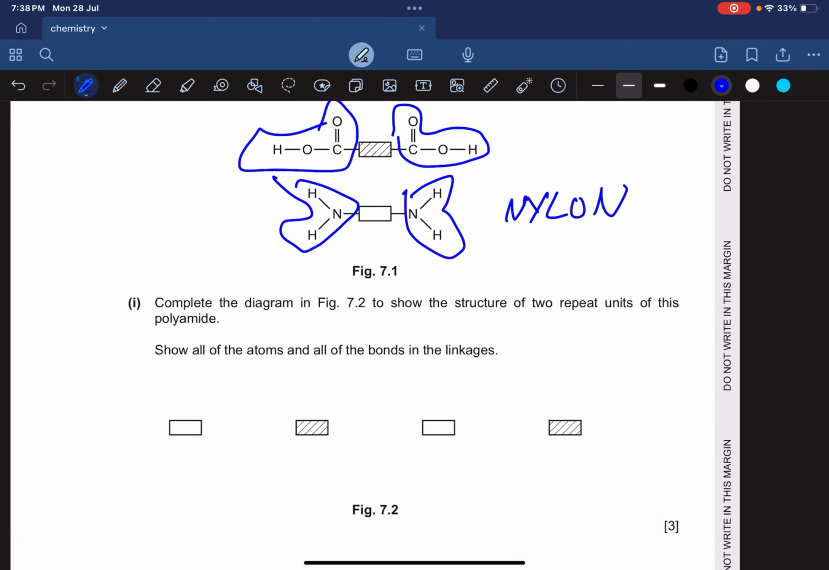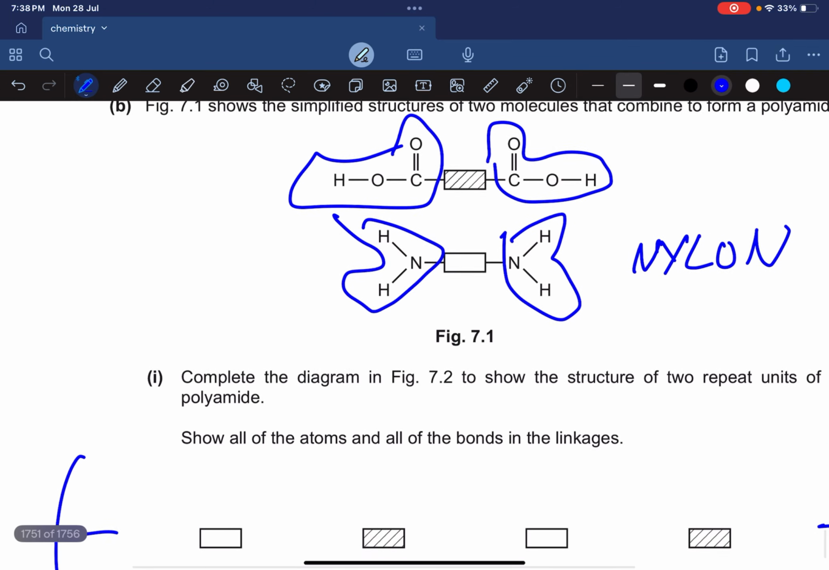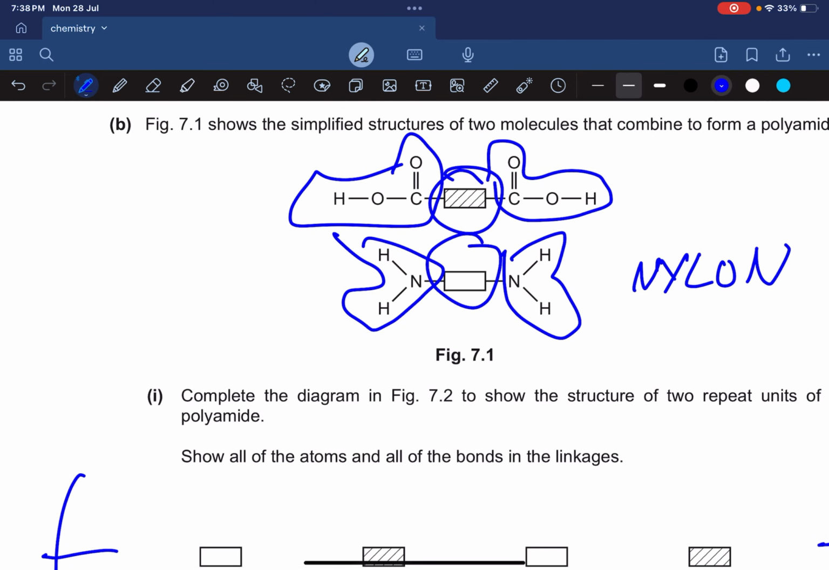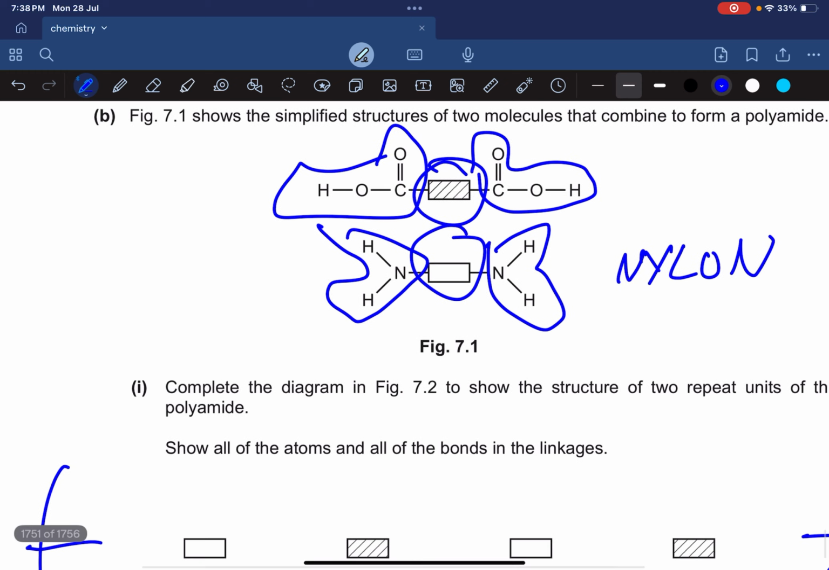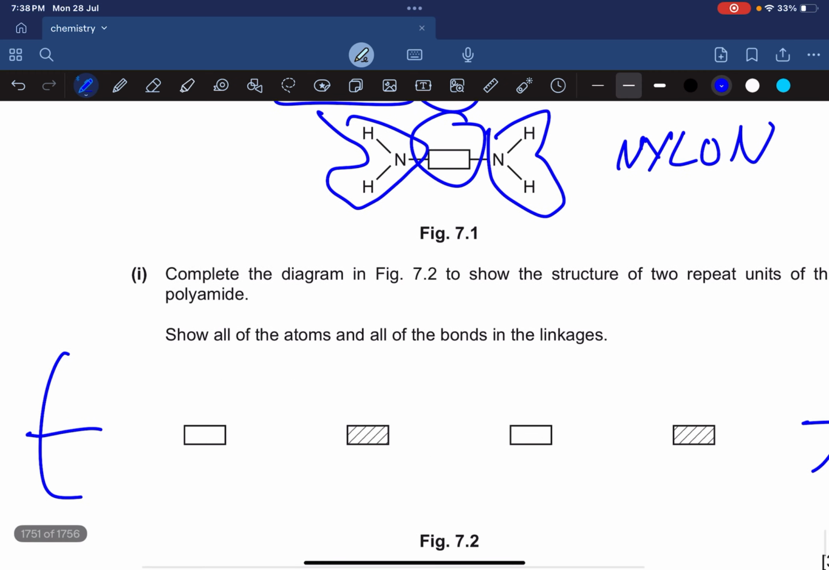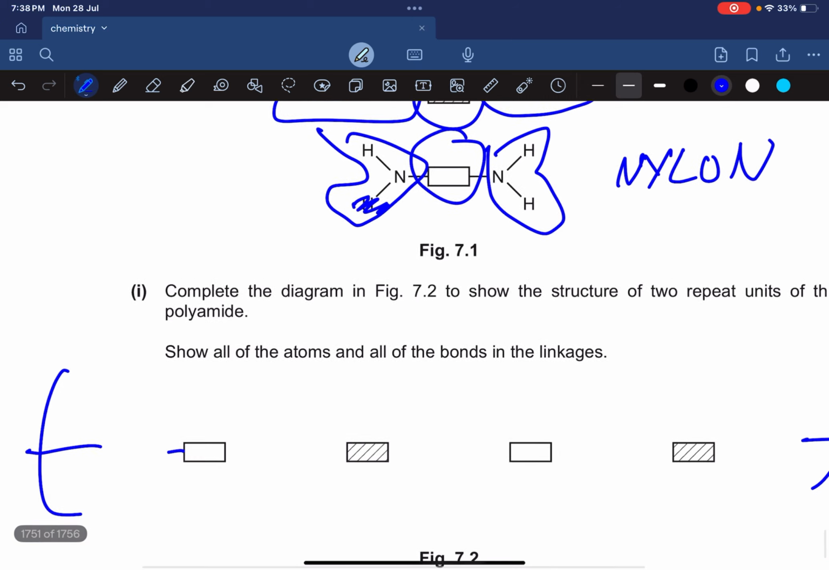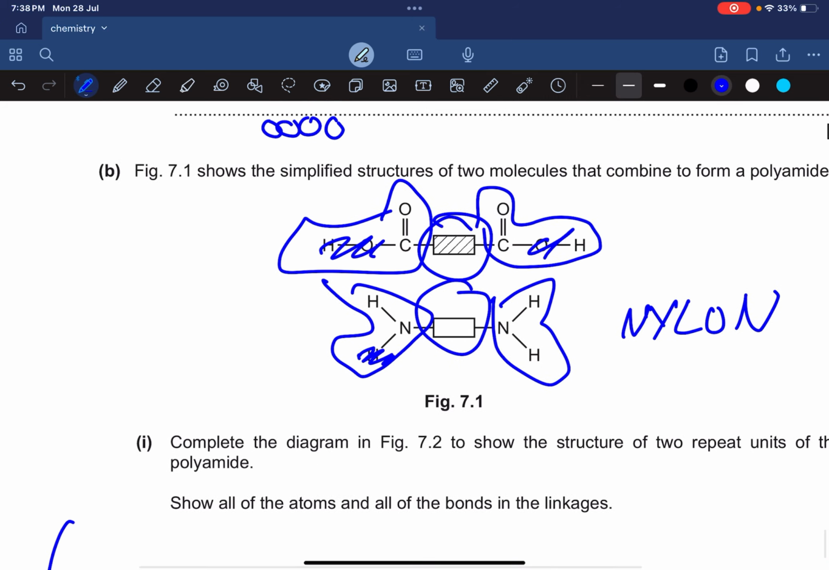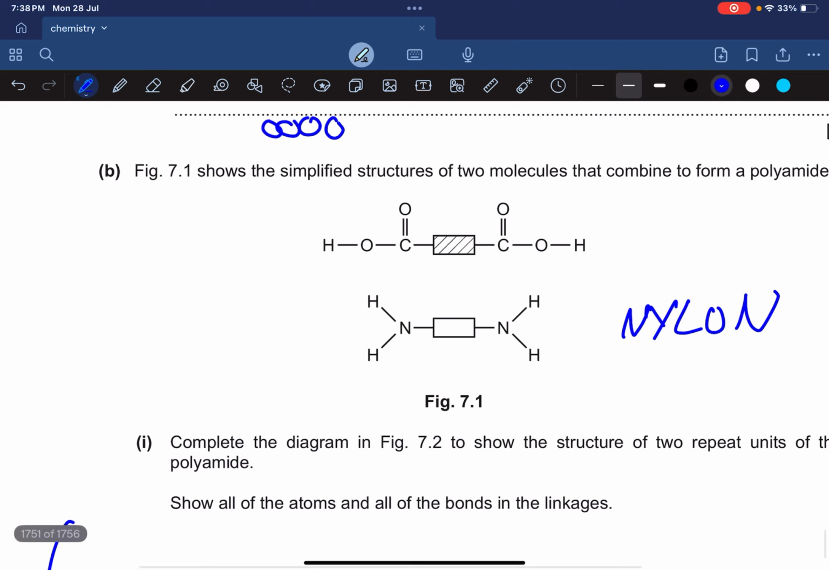Now we have to show two repeat units only, so that means you have to draw extension bonds, something like this. We have to be careful that this dotted one is the dicarboxylic acid and the blank one is the diamine. So we start with the diamine. One H is gone to form water. Over here OH is gone to form water. Just cross it out on the diagram. To form water, we're going to take OH from here and H from here.